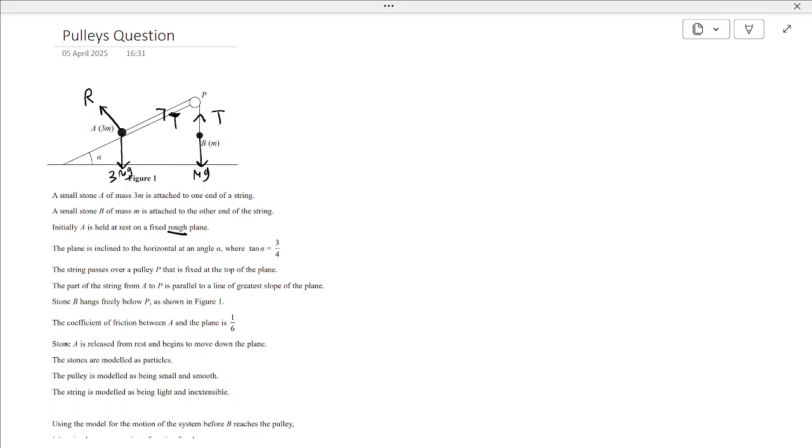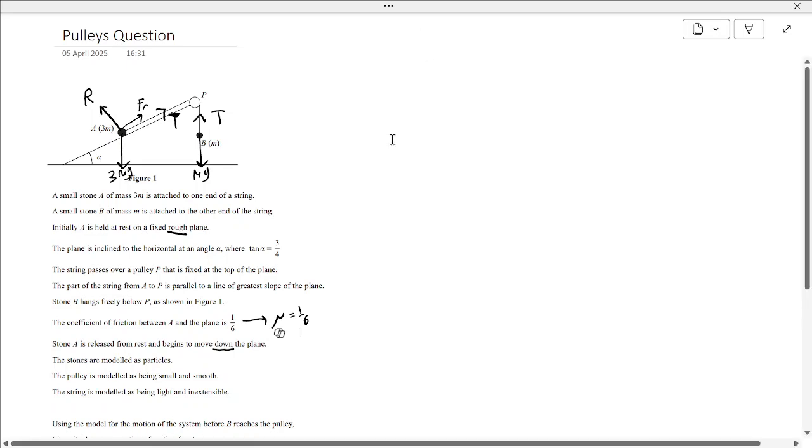I see stone A released from rest, begins to move down the plane. So super important, it's moving down the plane. The friction is actually going to be going back up the plane. Reading through the rest of the question, there is nothing else, I don't think. So there's angle alpha, pulley, particle B. The coefficient of friction between A and the plane is 1/6, so mu equals 1/6. I can use that later. All this is modeled, and that's all the forces.